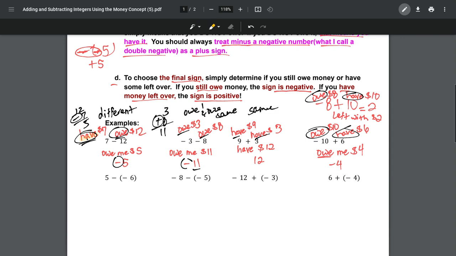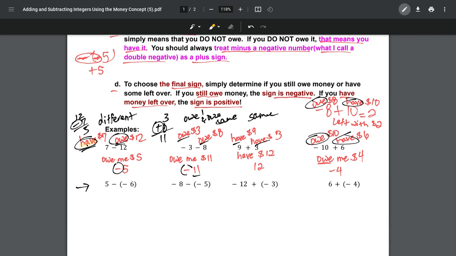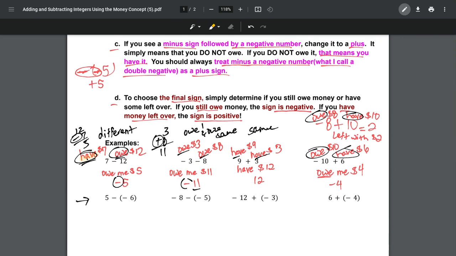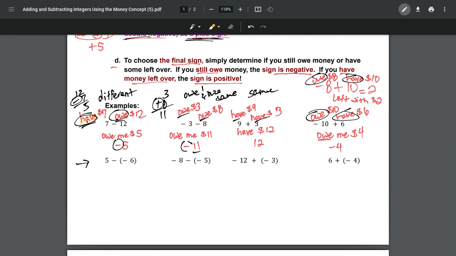Okay, now I need you to pay attention to this next line. I told you if you see minus a negative number, what I call a double negative, I need you to write it as a plus sign. So automatically I see minus a negative number. So I'm going to write this as 5 plus 6, which is common sense, is 11. I hope we know that.